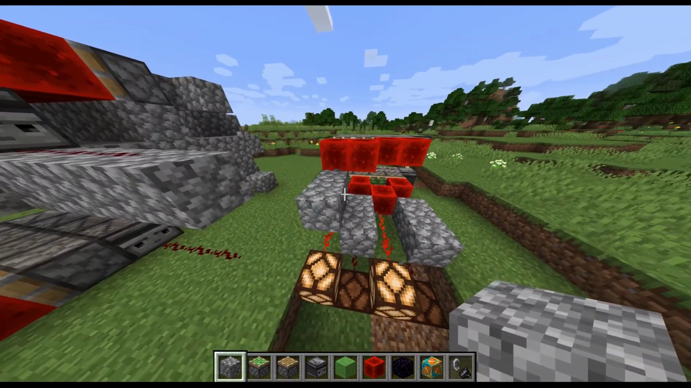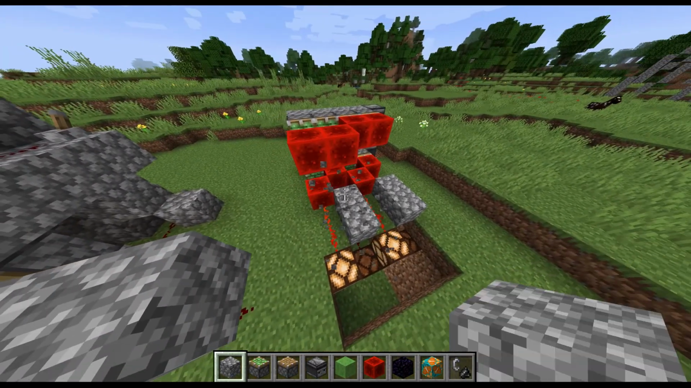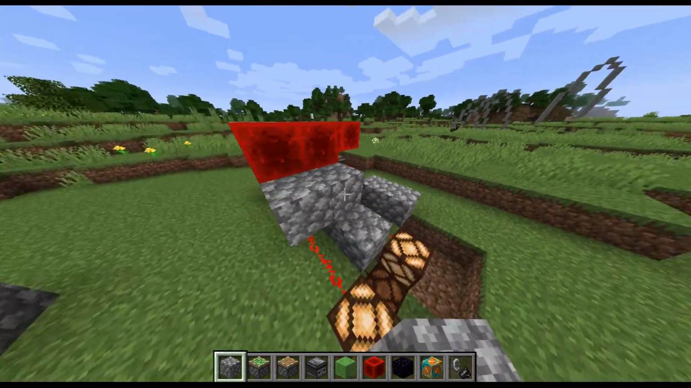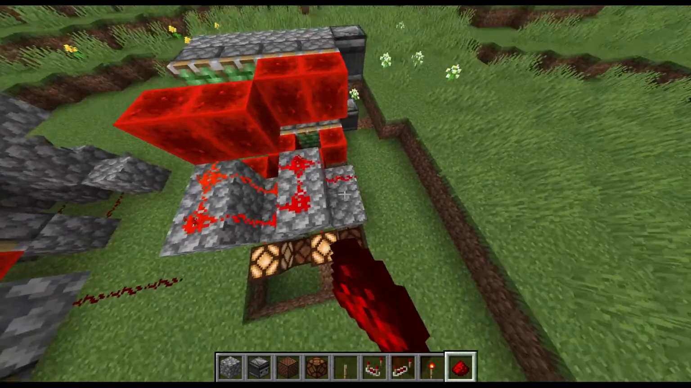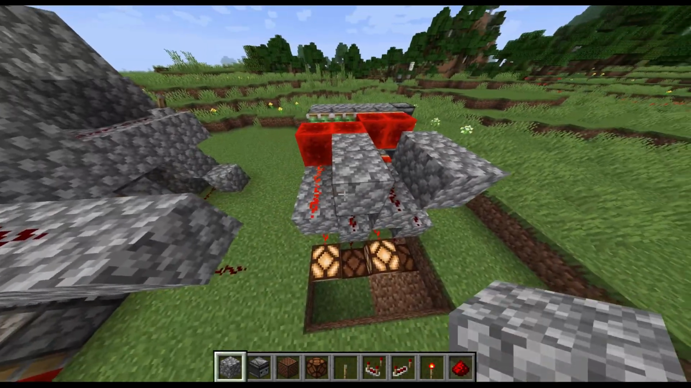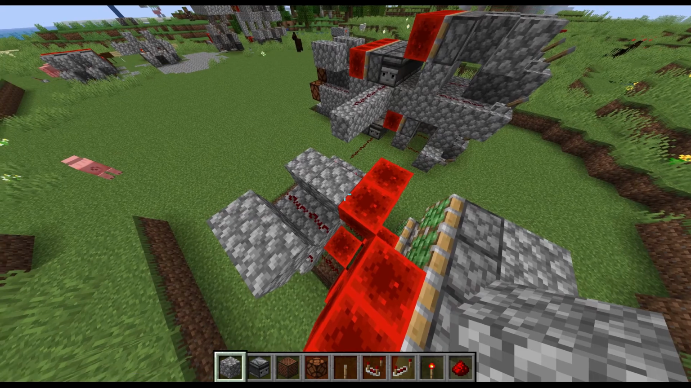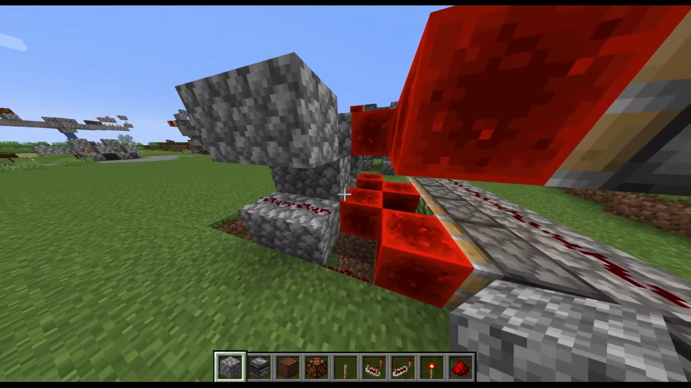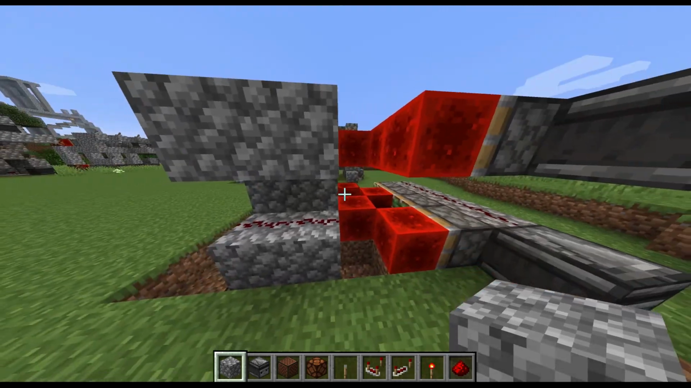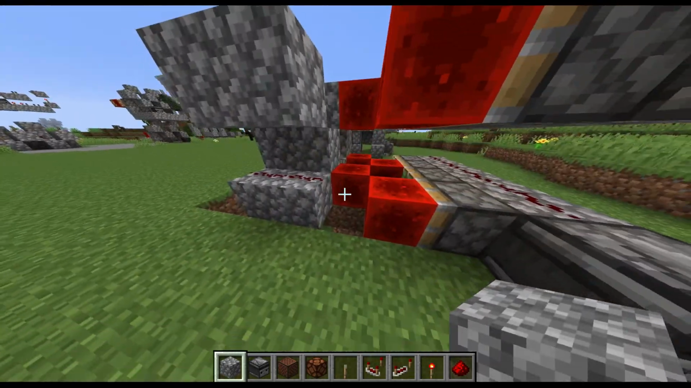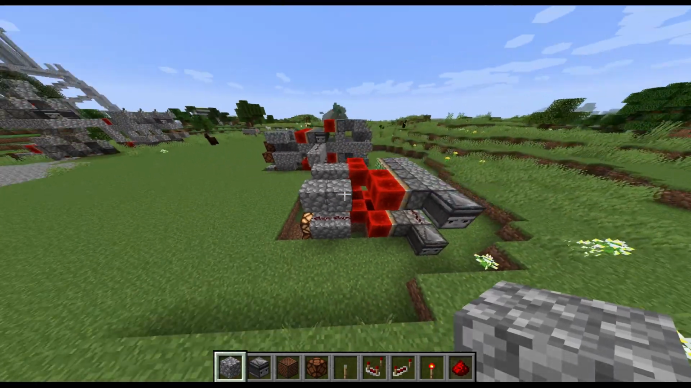Right. Oh, yes, of course. I was doing it wrong. But it feels like something is missing. Oh, yes, I see what it is. So it would actually not work, because there would need to be redstone right here on this level, and that would get in the way of this. And so that doesn't work.